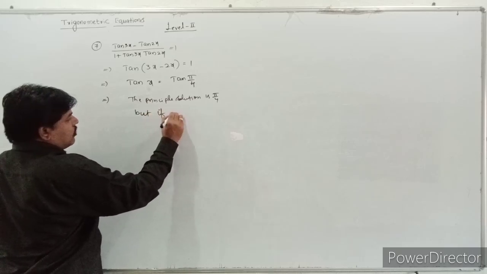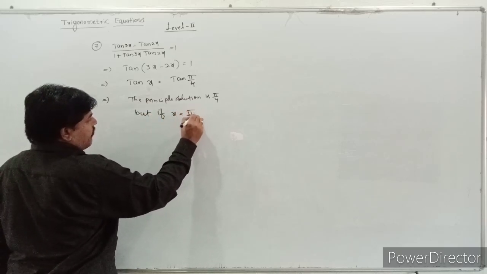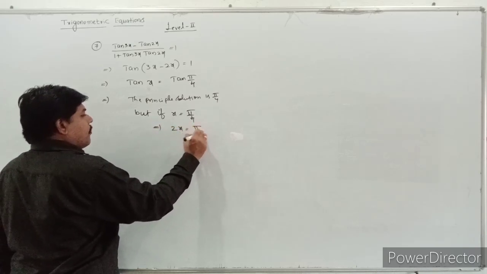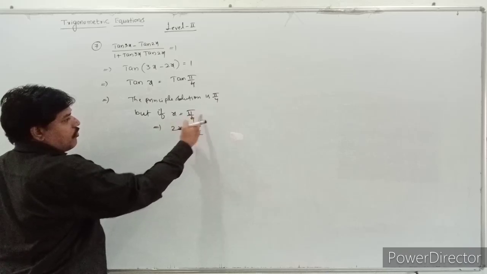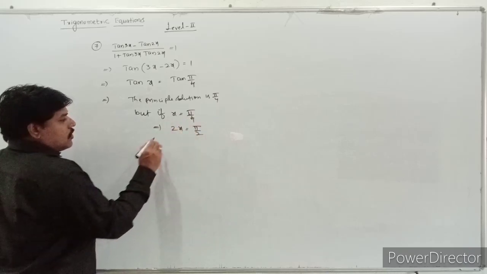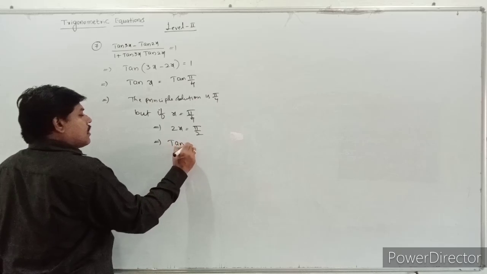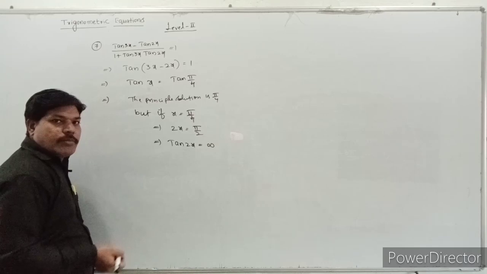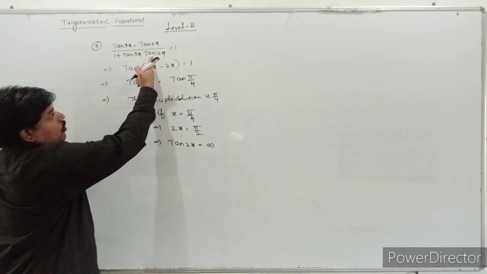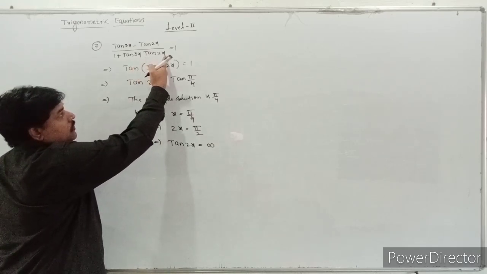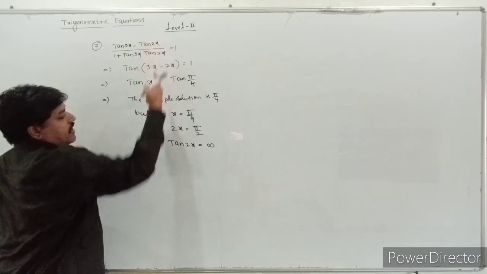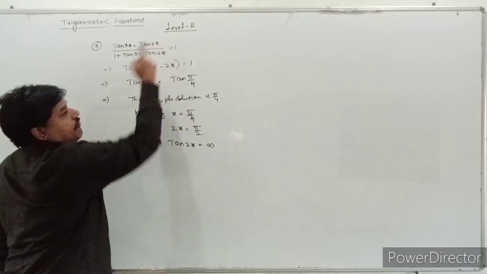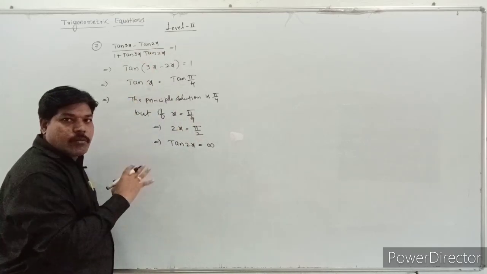But if x is equal to pi by 4, then that implies 2x will become pi by 2. Yes or no? If x is pi by 4, then 2x will become pi by 2 only. So that implies tan 2x is equal to infinity. But in the question, tan 2x is there, yes or no? So if tan 2x is infinity, then if x is equal to pi by 4, tan 2x will become infinity only. So in that case, the problem is not solvable.